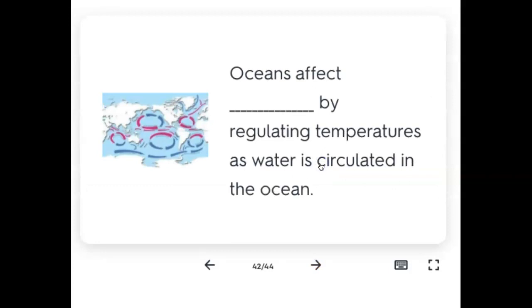Oceans affect climate by regulating the temperatures as water is circulated around the ocean. So anytime you have colder water currents, it's going to make the air above it colder. If you have warmer currents of water, then you're going to have warmer air above it.